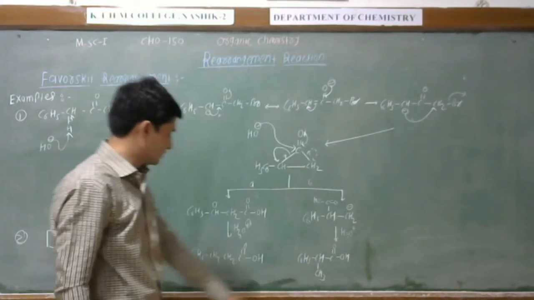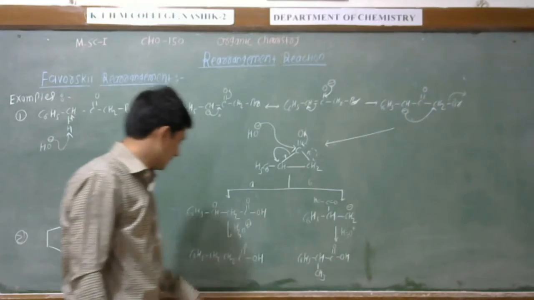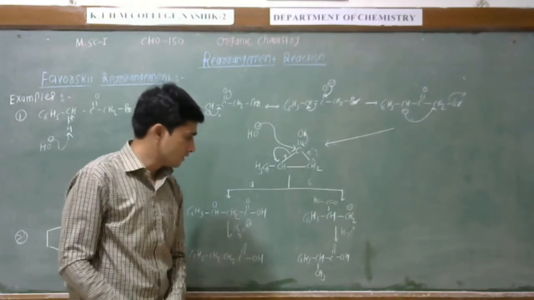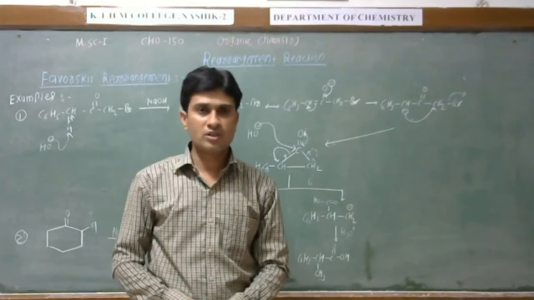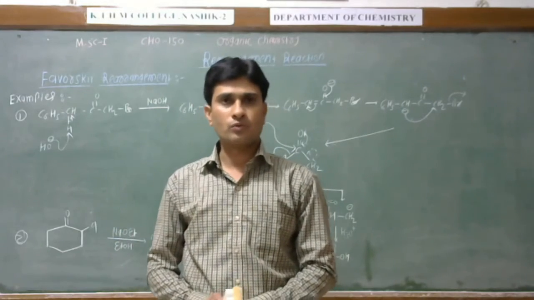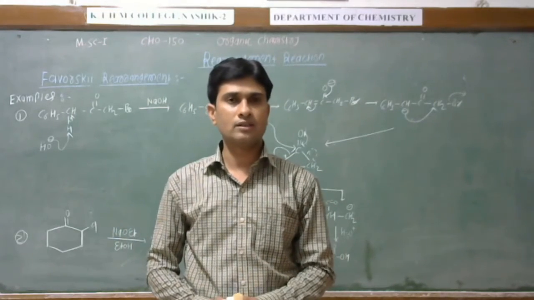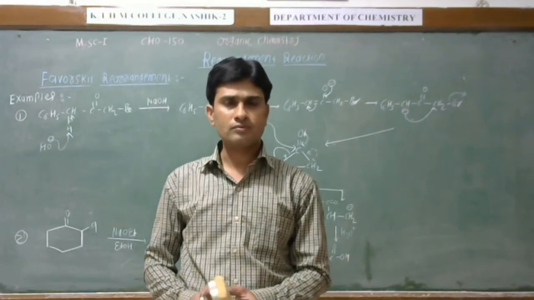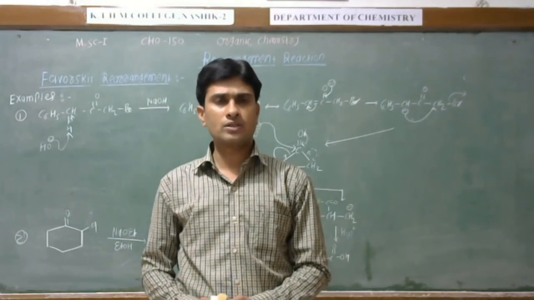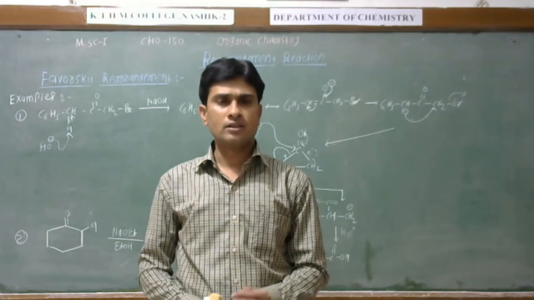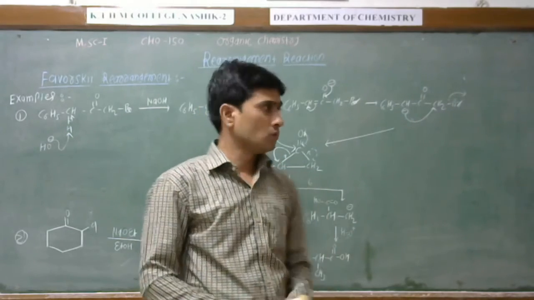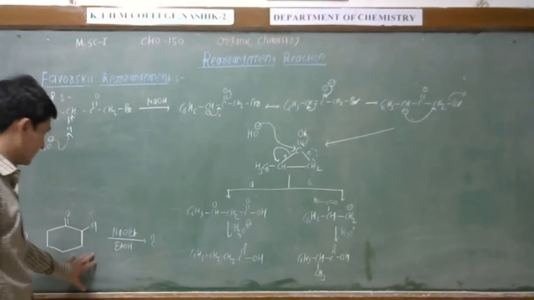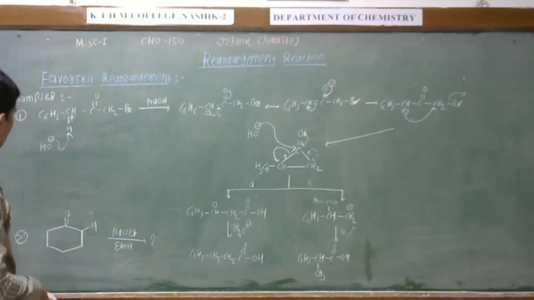So one is the substituted acid and another is the unsubstituted acid. So here is the formation of two types of product. One is the substituted acid and one is the unsubstituted acid. In this reaction, we use the hydroxide ion, and hence we got here the acid. Now let us try to solve the next reaction.